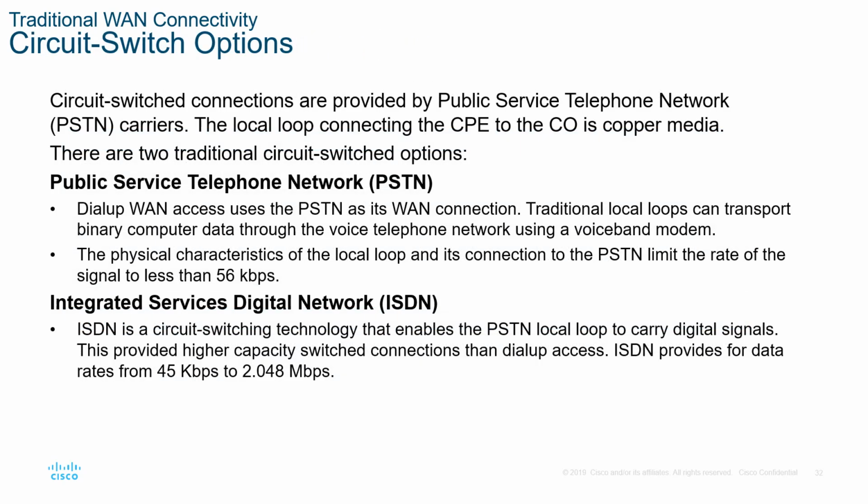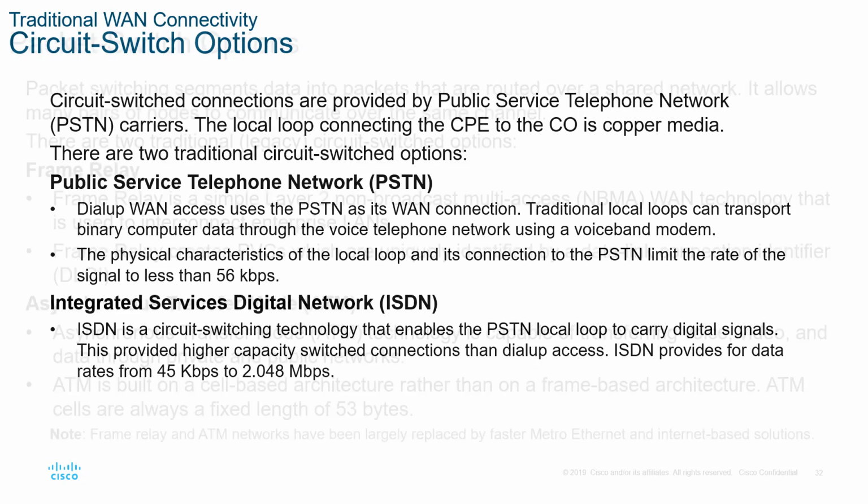With our circuit switch options, again, PSTN based networks are our plain old dial-up or old technology phone services, and they were 56K. We had our integrated services digital networks, ISDN, and again, this was built off our 56K, and this was providing speeds of up to 2 megabits per second. These kind of went away in the early 2000s.